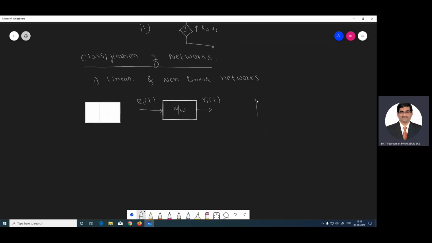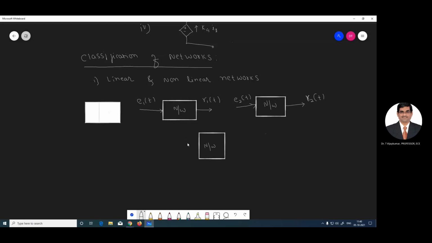Again, consider the same circuit, and you apply another excitation denoted as E2 of t. Then you get some response that you can denote as R2 of t. Again, consider the same network, but instead of applying the excitations individually, you apply both simultaneously, that is E1 of t and E2 of t. Then the response will be the sum of the individual responses, R1 of t and R2 of t. A network that satisfies this condition satisfies the superposition theorem. Networks that do not satisfy the superposition theorem are called non-linear networks. A network that satisfies the superposition theorem is called a linear network.